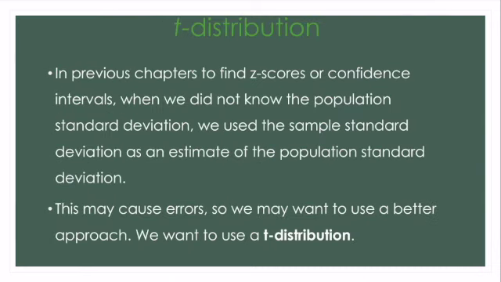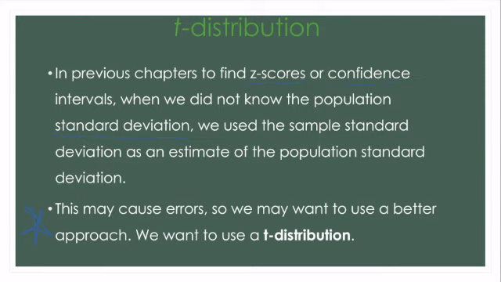So, like I said, in previous chapters, we would find z-scores or confidence intervals when we did not know the population's standard deviation, right? We would go ahead and find the z-score, we could calculate a confidence interval, and this would give us estimations about our population's standard deviation. The problem is that this can cause errors.